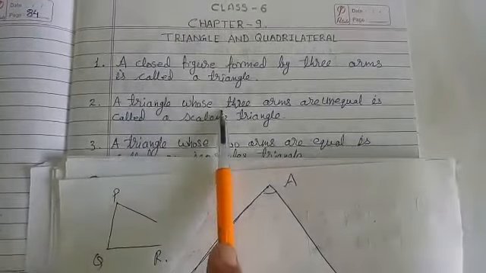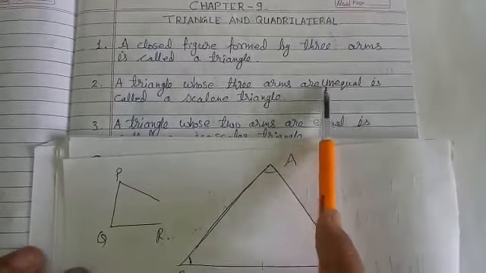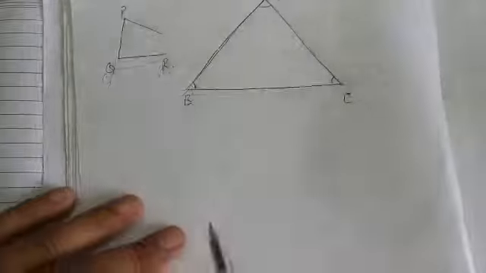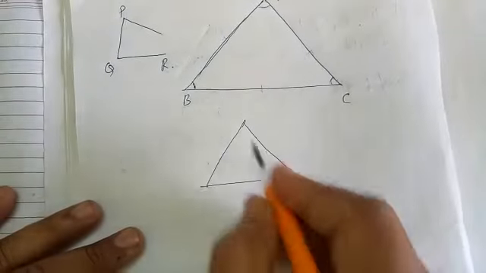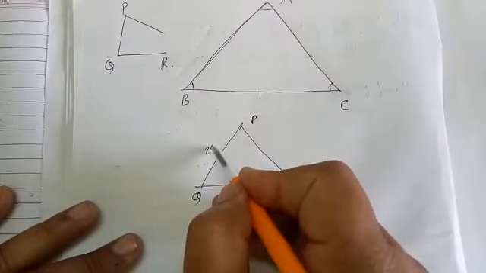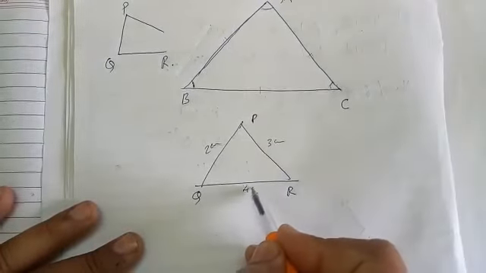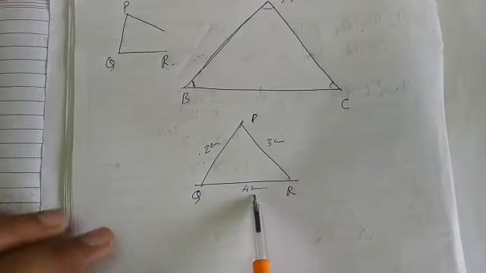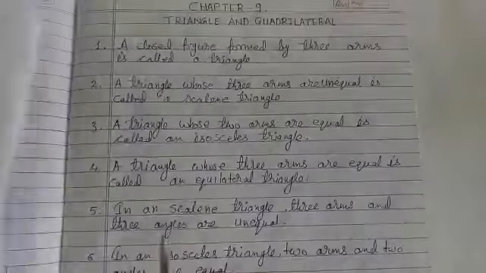A triangle whose three arms are unequal is called a scalene triangle. Scalene triangle means if a triangle is there, P, Q, R, this is 2 cm, this is 3 cm and 4 cm, all the three sides are unequal, then it is a scalene triangle.